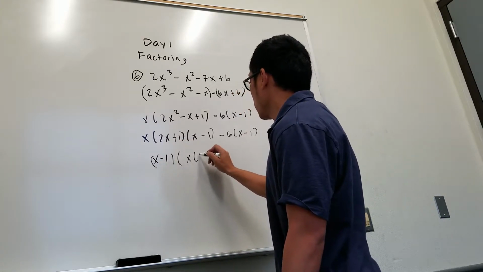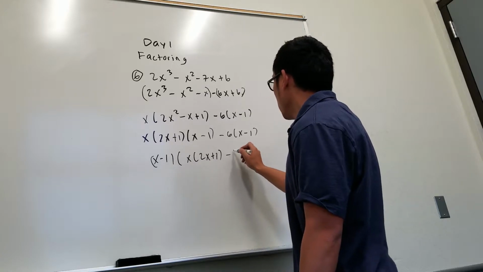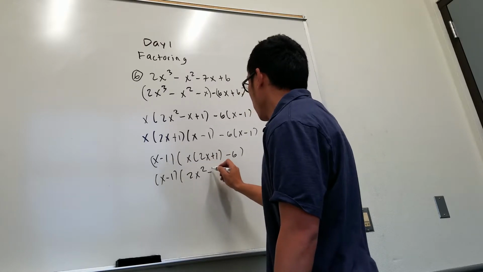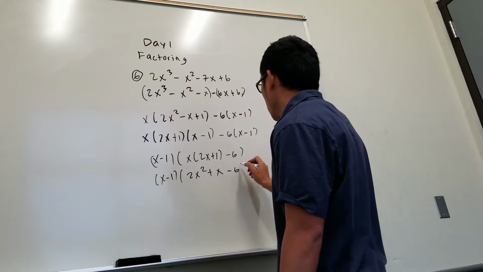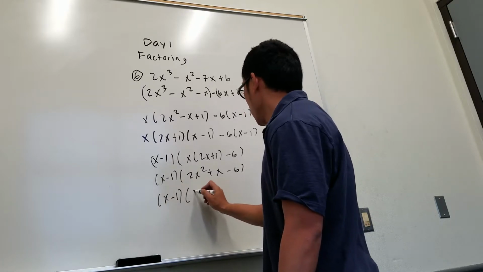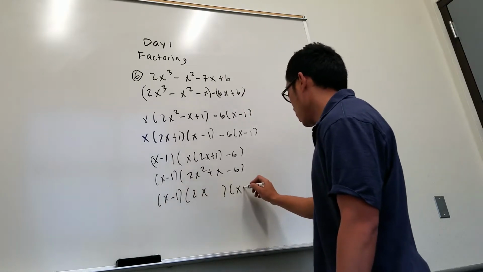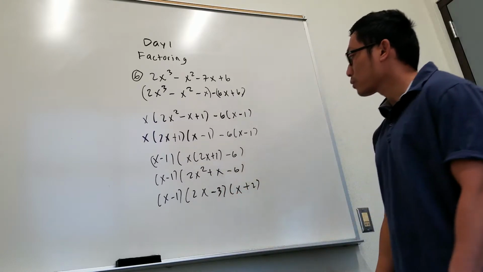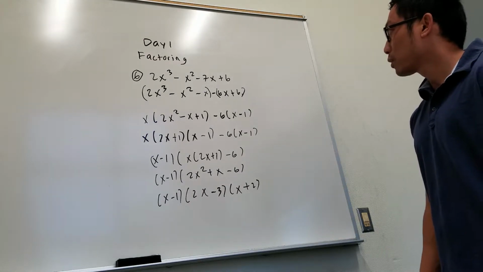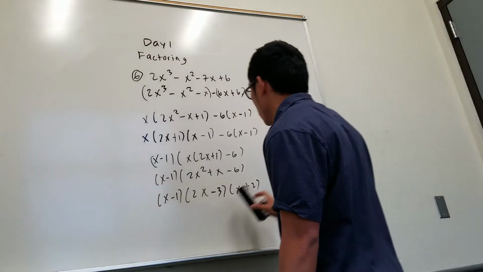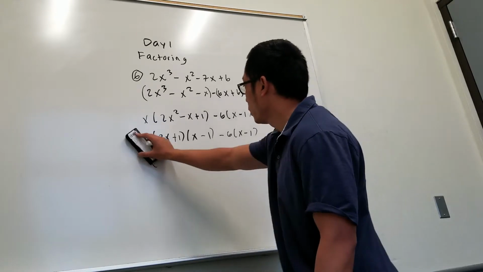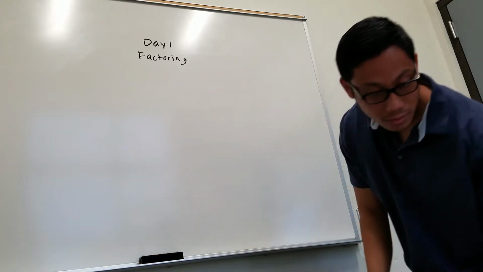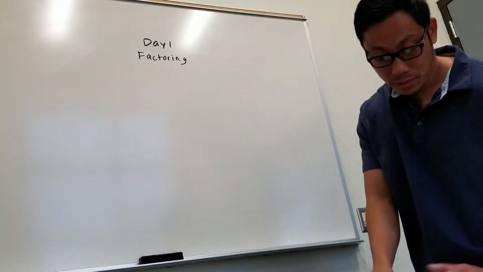What's left? You have x times 2x plus 1, and then minus 6, right? Then I gotta distribute. You have 2x squared plus x, minus 6. Now, can this factor? Yes, it does, right? So you have 2x and x, and you have plus 2, minus 3. And that's it. There you go. If you feel like you need to pause the video at some point, feel free to do that. Now, number 7.